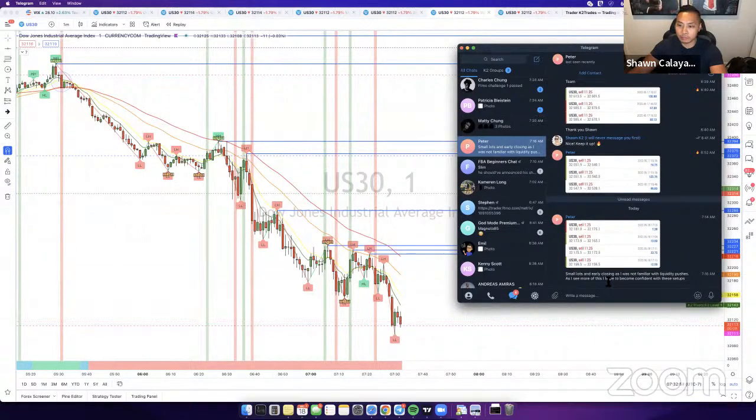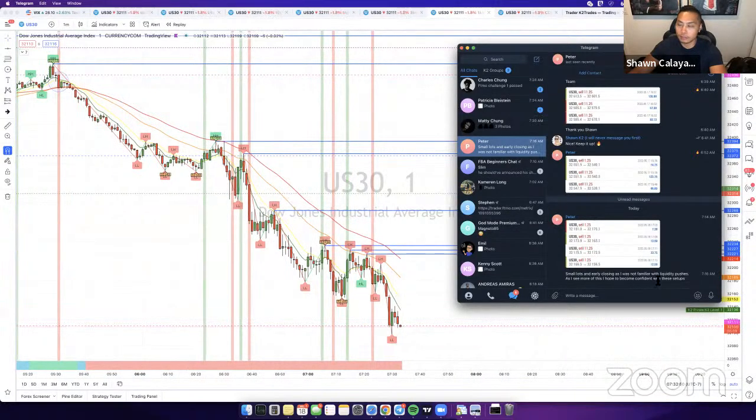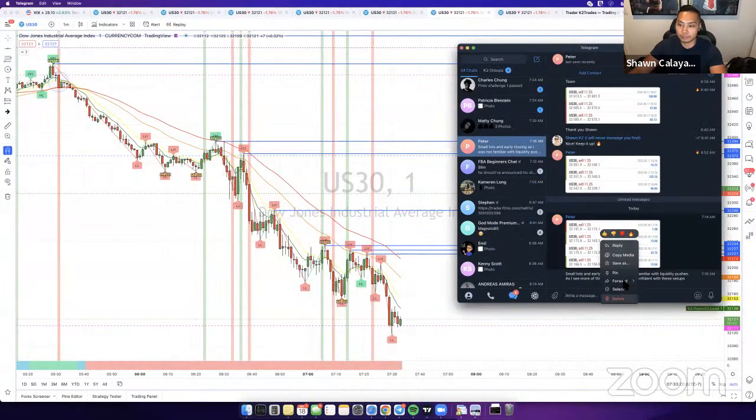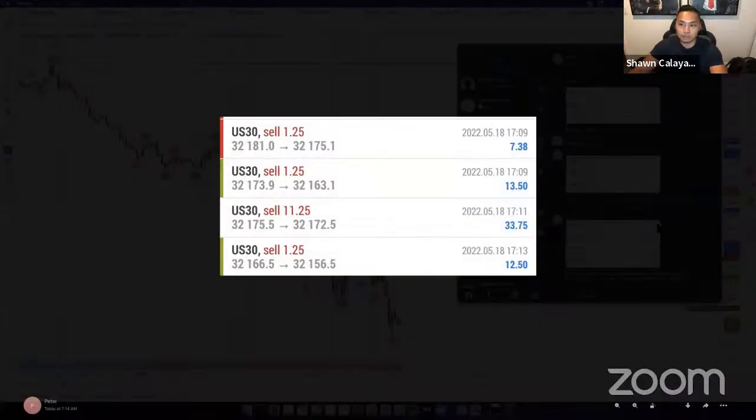He said small lots with early closing as I was not familiar with the liquidity pushes. As I see more of this, I hope to become confident with these setups, which you will, Peter. It's all a matter of practice, continuation, consistency, right? Because you just keep learning and you keep applying the same thing over and over again where you just get better at it. So great work right there, Peter. And this is Peter's second day here at K2. So it's pretty good consistency there after just 2 days with us.